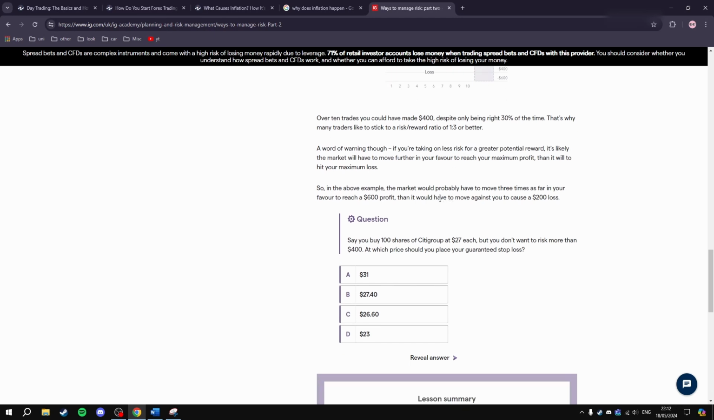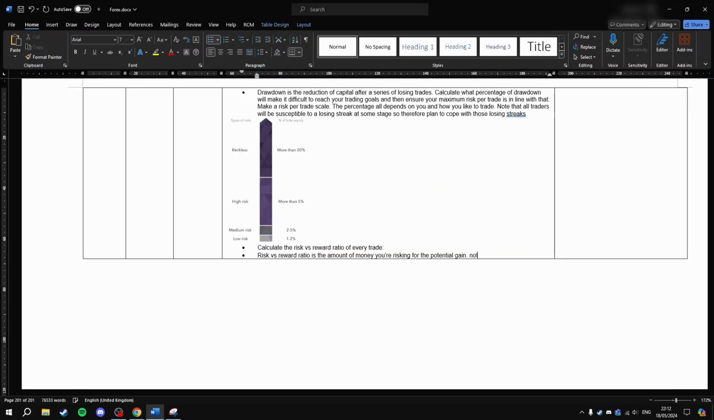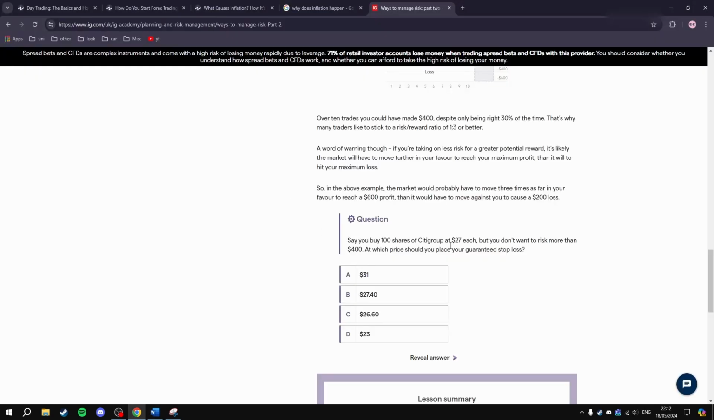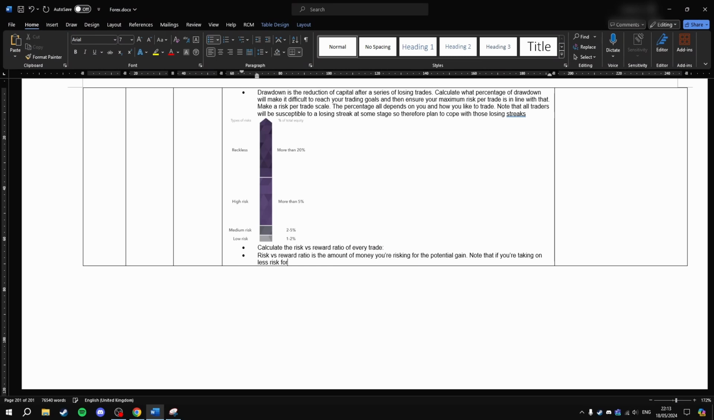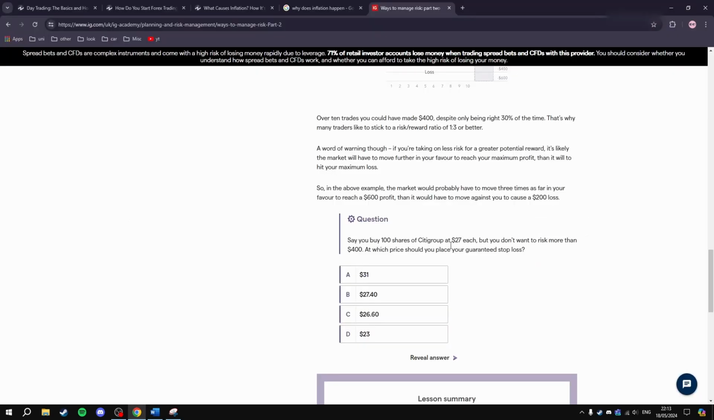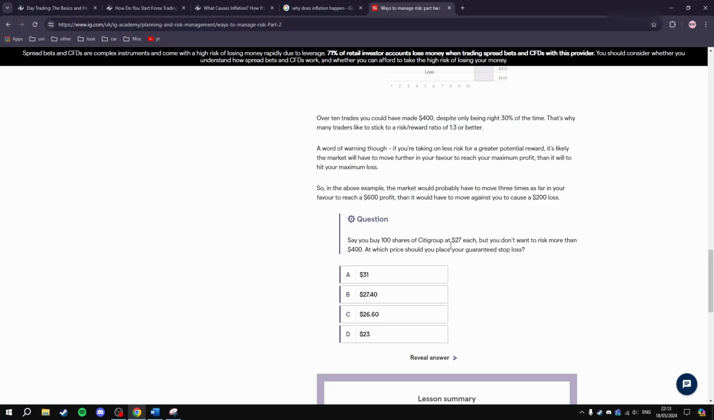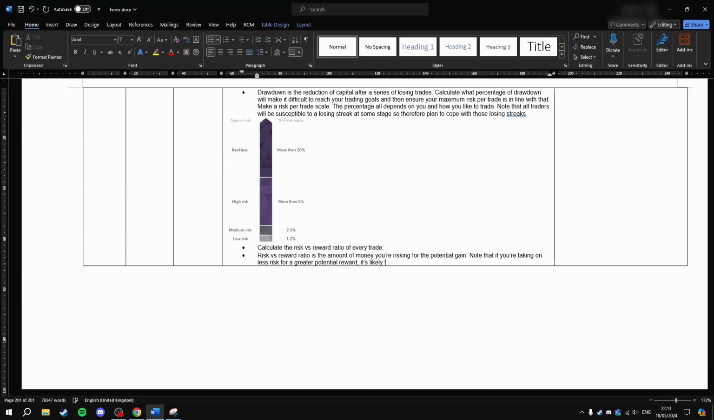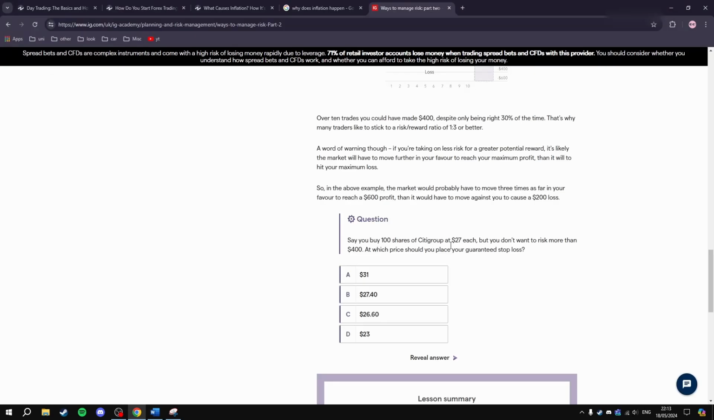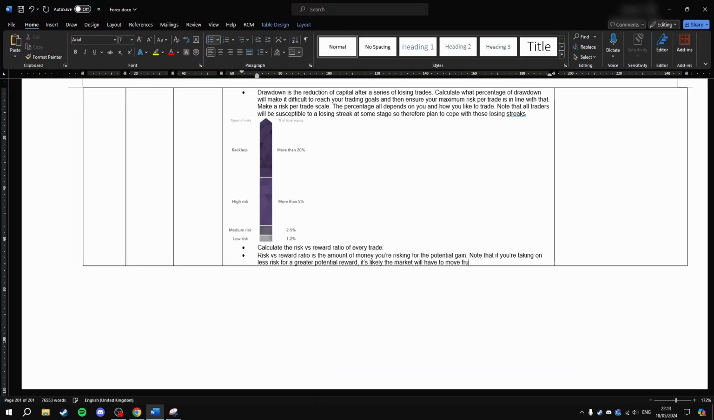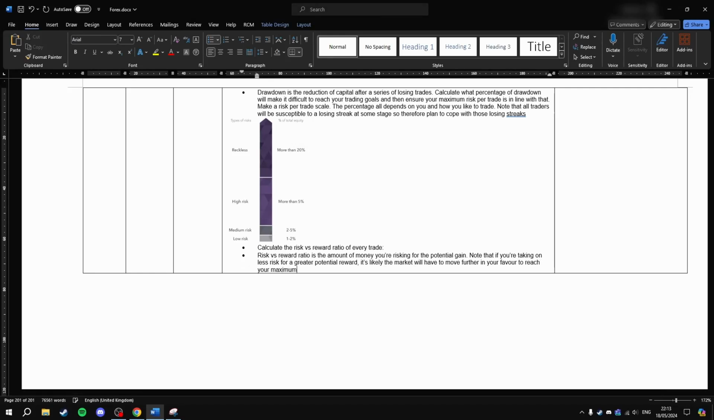Less risk for greater reward. Note that if you're taking on less risk for a greater potential reward, it's likely the market will have to move further in your favor to reach your maximum profit than it will to reach your maximum loss.